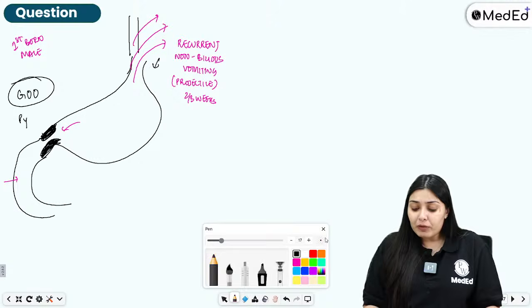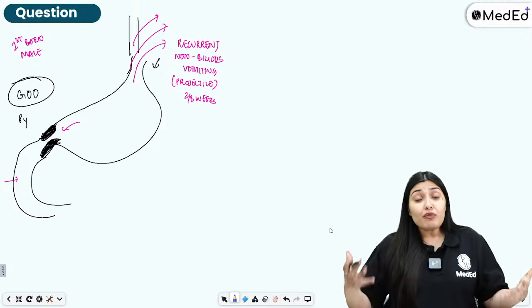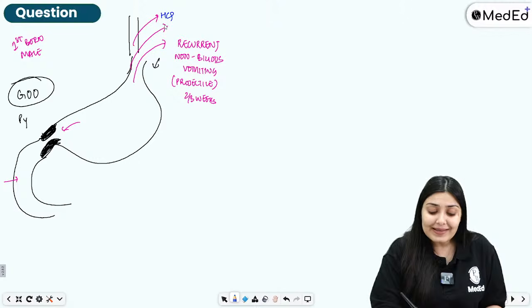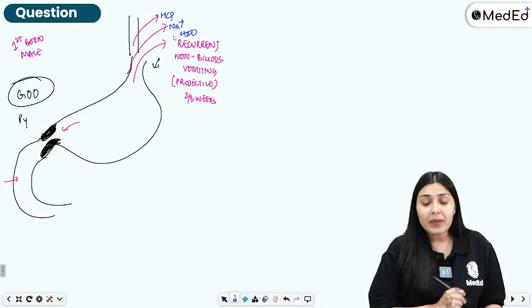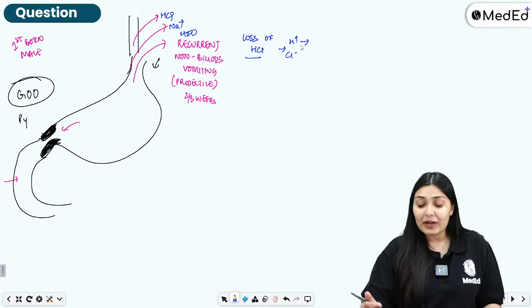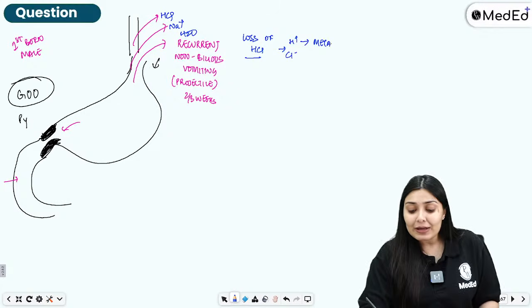So what is the problem? What are the electrolyte imbalances that we see over here? If there is recurrent vomiting, all my gastric juices would be vomited out. So there will be loss of HCl, gastric acid, loss of sodium, loss of water. So let's see what will happen. If there is loss of HCl, there will be loss of H+, loss of chloride. Loss of H+ means acid is going out from my body. There will be metabolic alkalosis. There will be hypochloremia.